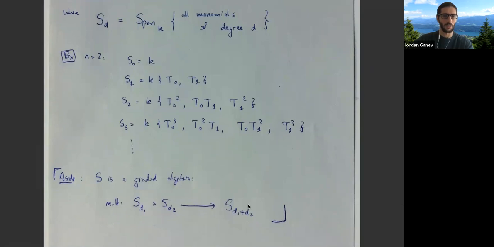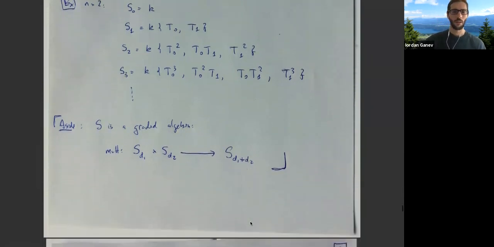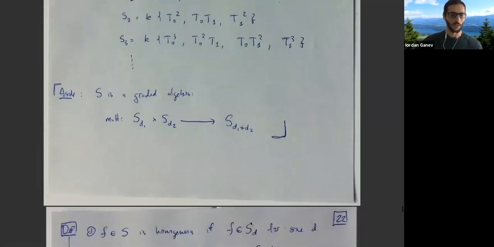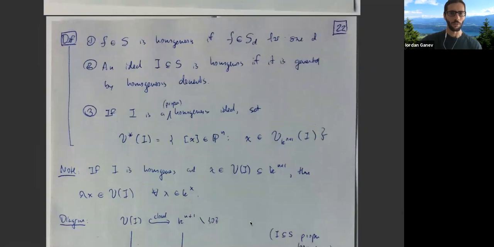As an aside, this is what's known as a graded algebra, because if we take a homogeneous polynomial of degree D1 and a homogeneous polynomial of degree D2, and we multiply them together, we get a homogeneous polynomial of degree D1 plus D2. But yeah, that's just an aside. So what do we do with these homogeneous polynomials?